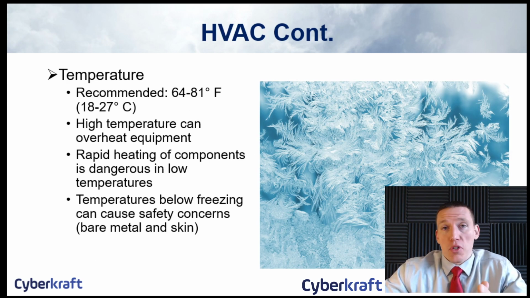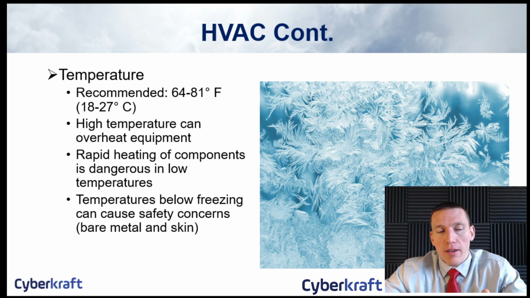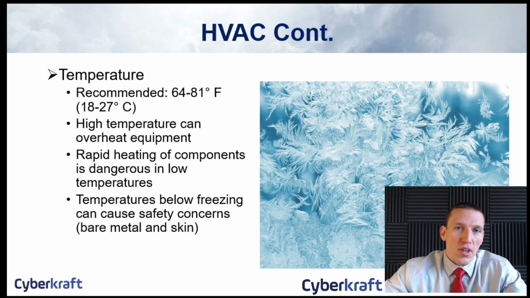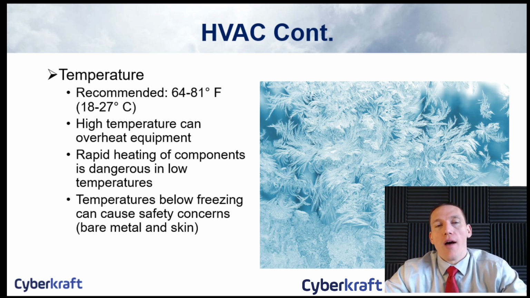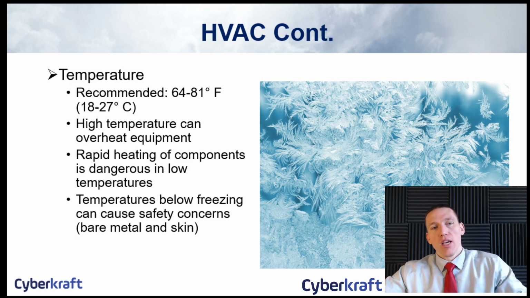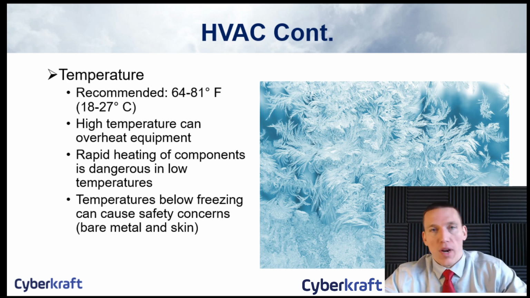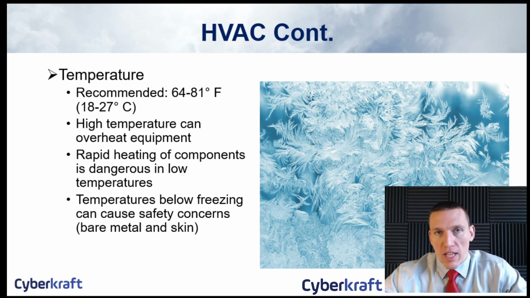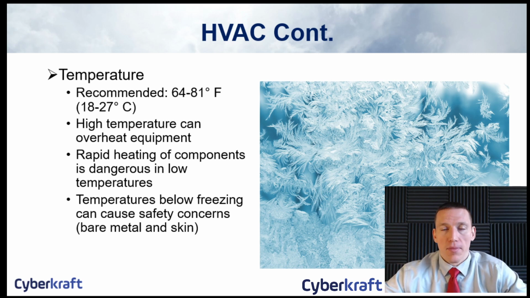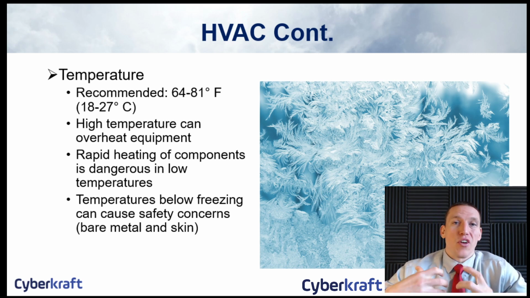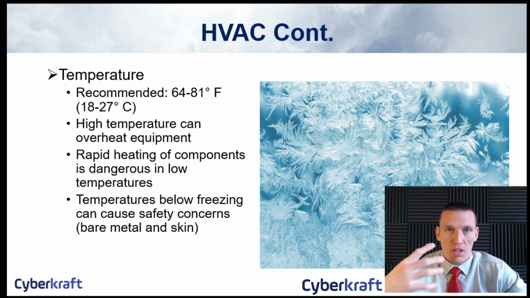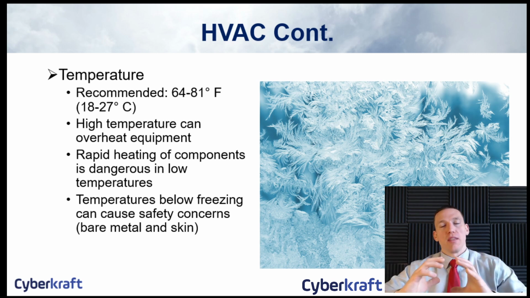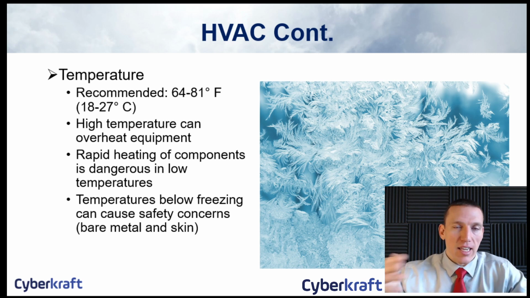Temperature: a recommended temperature is between 64 and 81 degrees Fahrenheit, or 18 to 27 degrees Celsius. Obviously, a high temperature can overheat equipment. Data centers run very hot. So in order to maintain this 64 to 81 degrees Fahrenheit, you're most likely going to need air conditioning running all year round, no matter what region you're in, because that equipment is going to generate a lot of heat, and that heat is going to build up, and data centers are enclosed spaces, so it's going to stay trapped. So you need air conditioning, you need ventilation to get that heat and move it somewhere else.